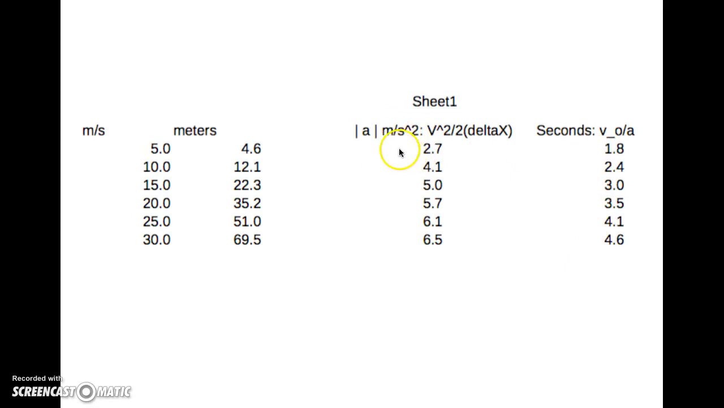So here we've got acceleration in the form of velocity squared divided by 2 times meters. And here's your readout as follows. And then seconds, as we went over earlier, which is initial velocity divided by acceleration. And as you can see, these are the answers.